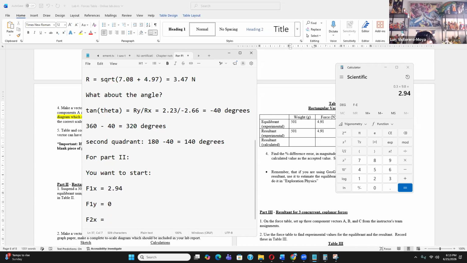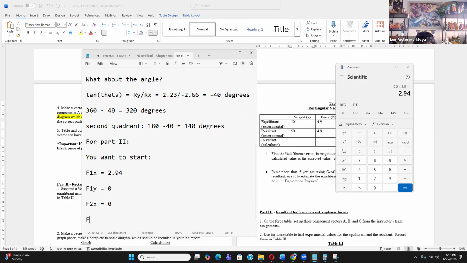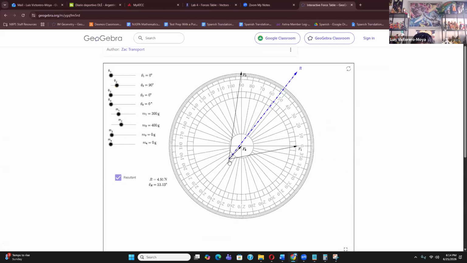F2x is 0, but F2y is 400 grams in the 90 degree, 3.92 newtons. Okay, let's explain why. Let's look at the graph, right? F1 is on the x-axis, F2 is on the y-axis. That's why there are no components. You don't have to worry about angles. They are making 90 degrees.